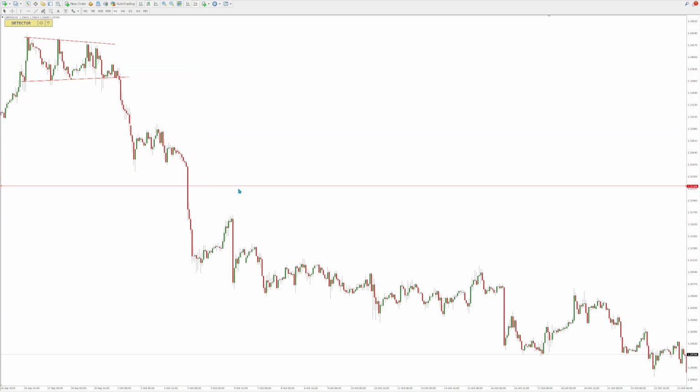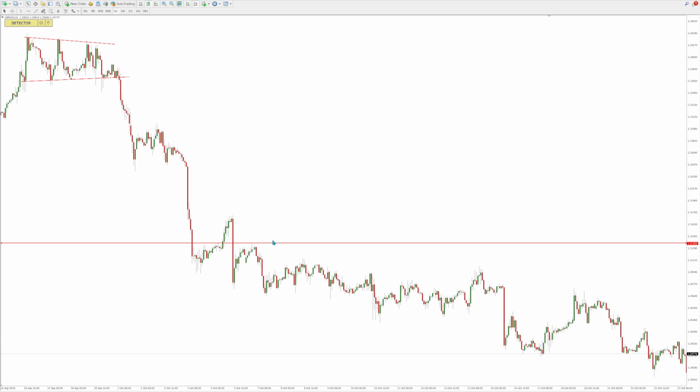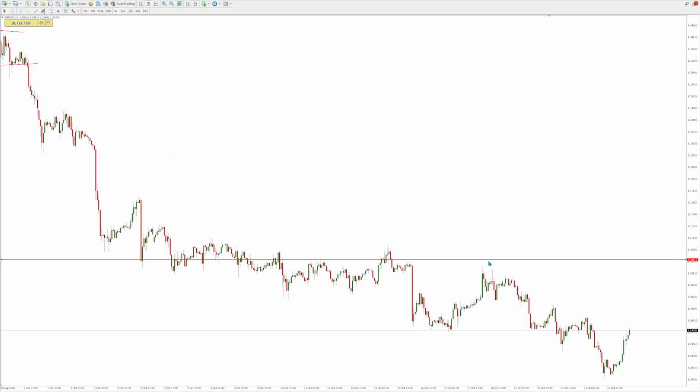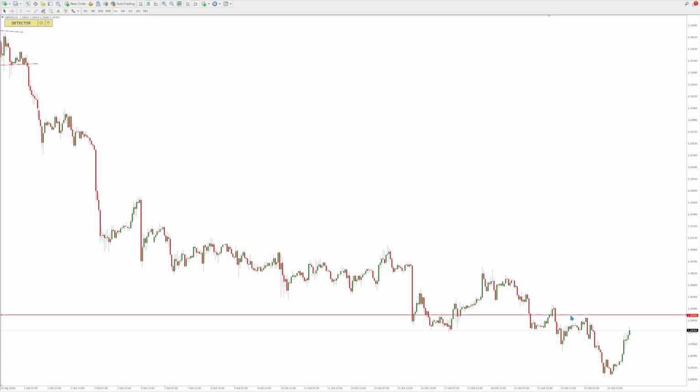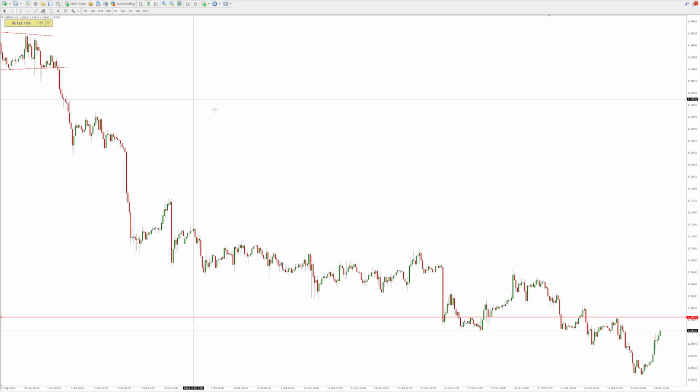Move it to here. And after this pullback and continuation to here, then we have another pullback and continuation. I move it to there. Pullback continuation, move it to there. Pullback continuation, move it to there. So we're basically locking in profit all the way down. So we're maximizing this move as much as possible.